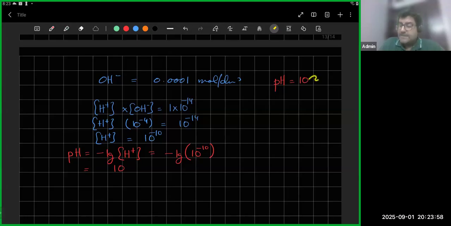So remember what pH 10 means. It means that the H plus 1 concentration is going to be 10 power minus 10 mole per dm cube, which is very little, and which is understandable because it's a base. You are in a basic solution. In a basic solution, you don't have a lot of H plus ions. You have a lot of OH ions, but you don't really have a lot of H plus ions.